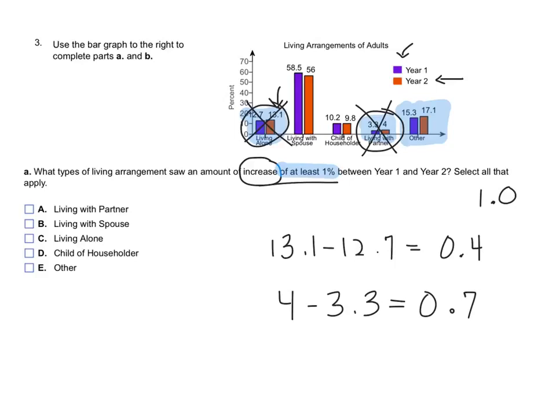Now my last group, I have the red bar at 17.1 and the purple at 15.3. So 17.1 minus 15.3 gives me a value of 1.8. So 1.8 is 1 or greater, so that means that choice other is my correct answer. So that would be choice E. And that's my answer for part A.